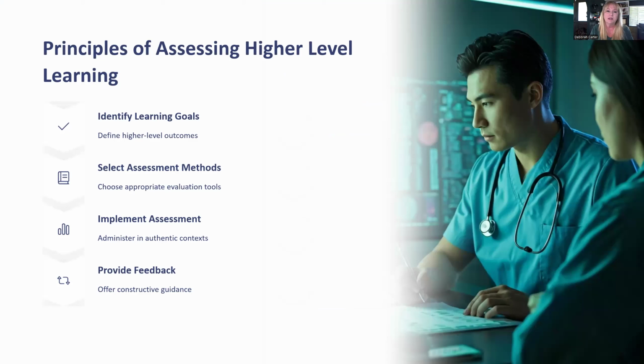So the principles of assessing higher level learning: we're going to look at identifying learner goals, selecting assessment methods, implementing assessment, and providing feedback. The assessment of higher level thinking helps prepare nurses for the complexity and unpredictability that they'll encounter in real world settings.